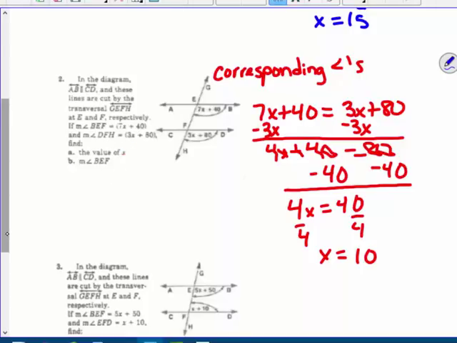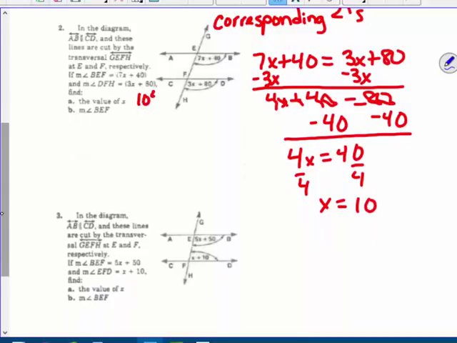What's wrong with the board? Nope, doesn't want to write there. I'm having issues with my board today.